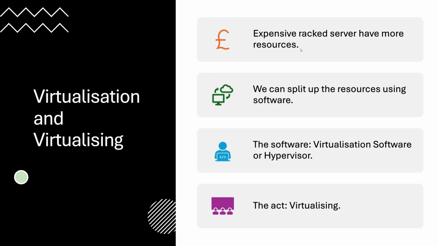So you might be asking, why do we virtualize? A quick recap again. Virtualization is used because expensive rack servers have more resources, so we want to make use of those resources in a very efficient way. We can split up the resources using software, and the software used for this is called virtualization software or a hypervisor. The ones I'm going to be using are type 1 hypervisors. I think I have one type 2 as well. I'll explain what that is when we get to it. And this is the act of virtualizing.